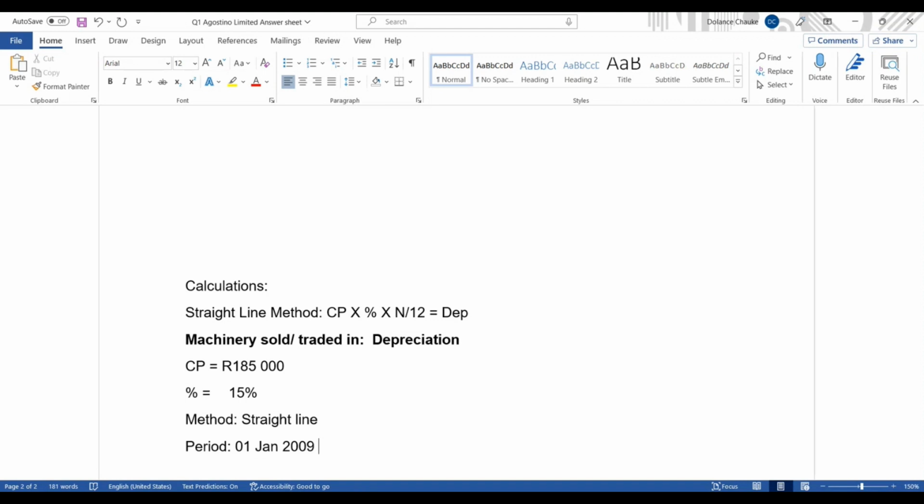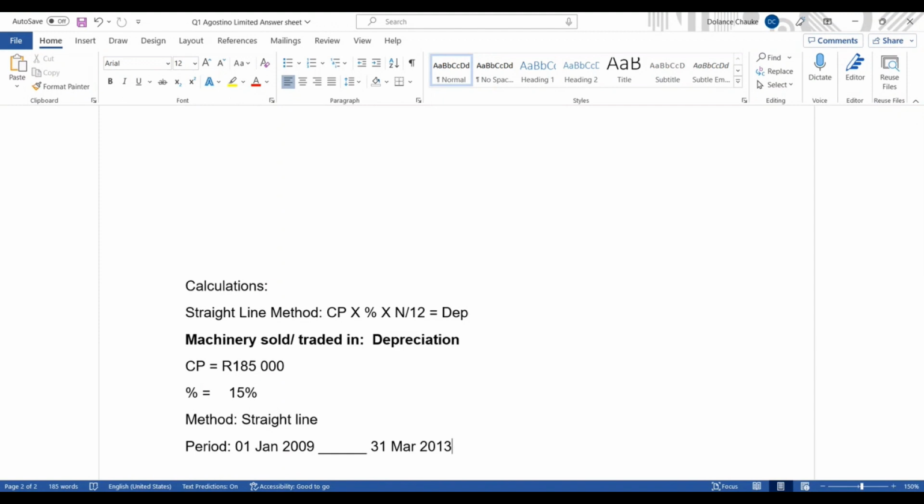until they traded in. When did they trade in? They traded in on the 31st of March 2013. So the machinery was there for that period. So we are fine with that.